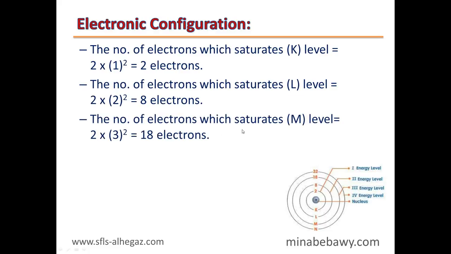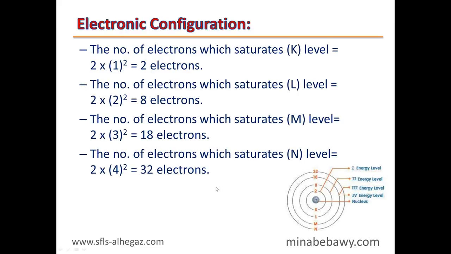The number of electrons which saturates M equals 2n power 2 equals 2 times 3 power 2, because M is the third energy level, equals 18 electrons. So M is saturated with 18 electrons. The number of electrons which saturates N, which is the fourth energy level, equals 2 times 4 power 2, because N is the fourth energy level, equals 32 electrons. So N is saturated with 32 electrons.